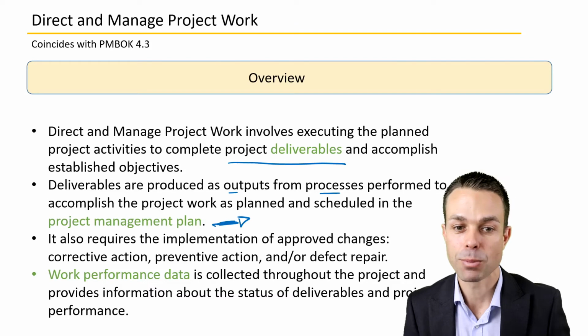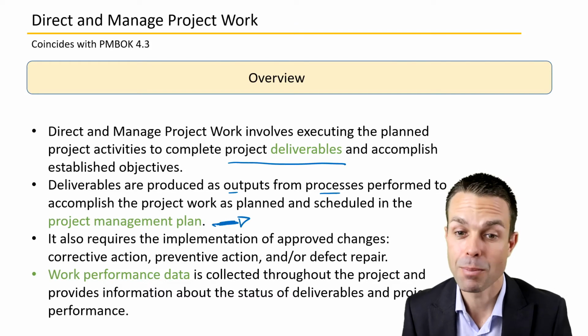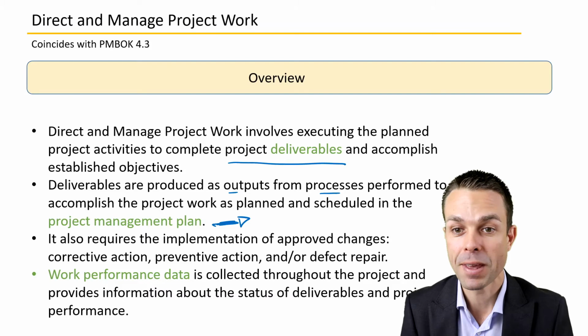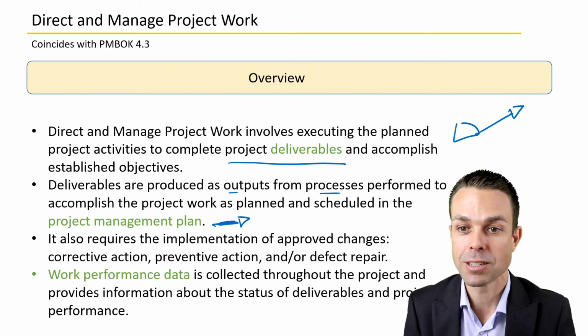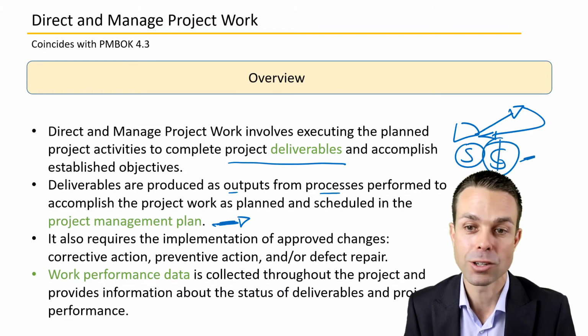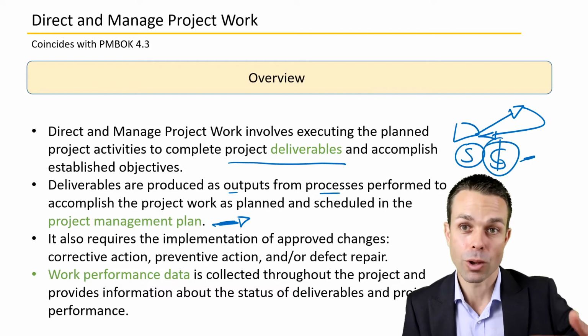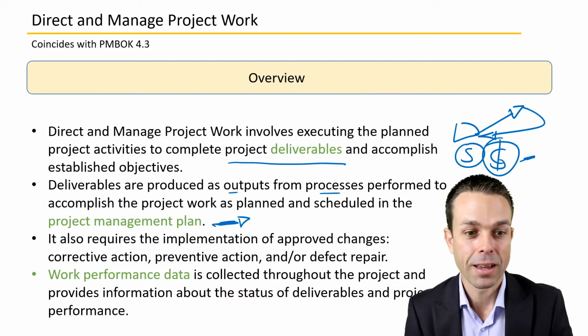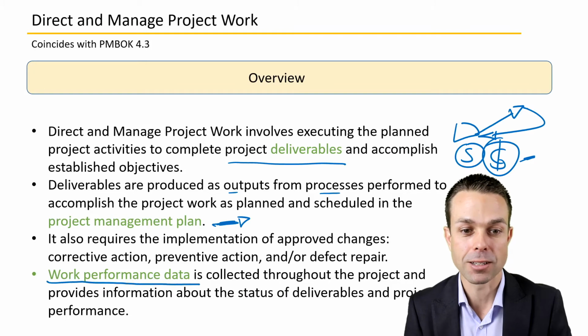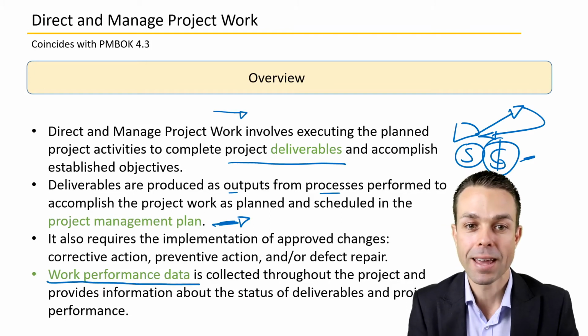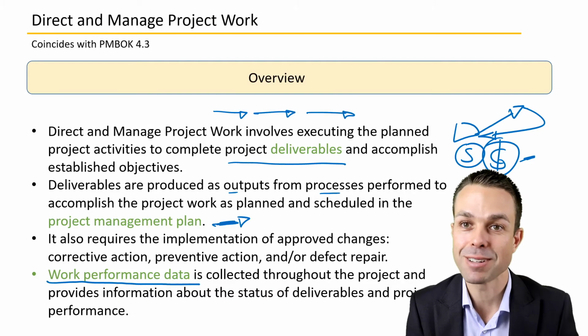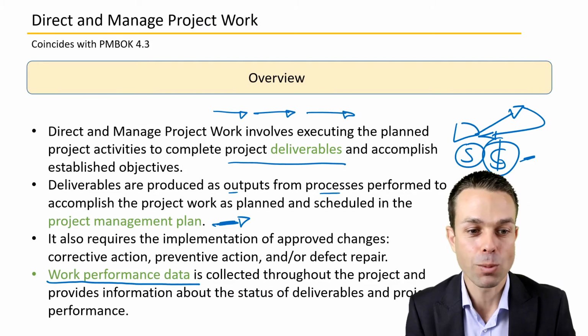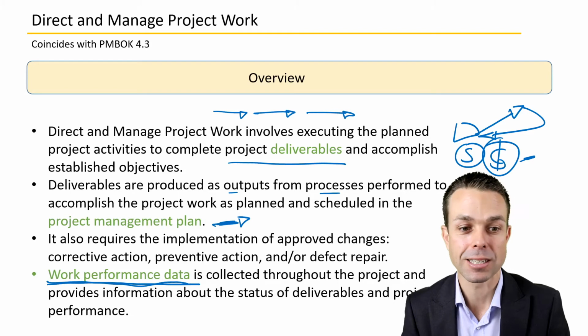It also requires the implementation of approved changes. Maybe things don't go according to plan, and so we have to make a change. That change comes back. Maybe the scope is a little bit different. Maybe the cost is a little bit different. And we need to put that back into our project management plan as we go along through directing and managing the project work. Work performance data is collected. So how is the schedule tracking? How is the cost tracking? How are the activities tracking? All of that work performance data is collected throughout the project, and it provides information about how the project is going.